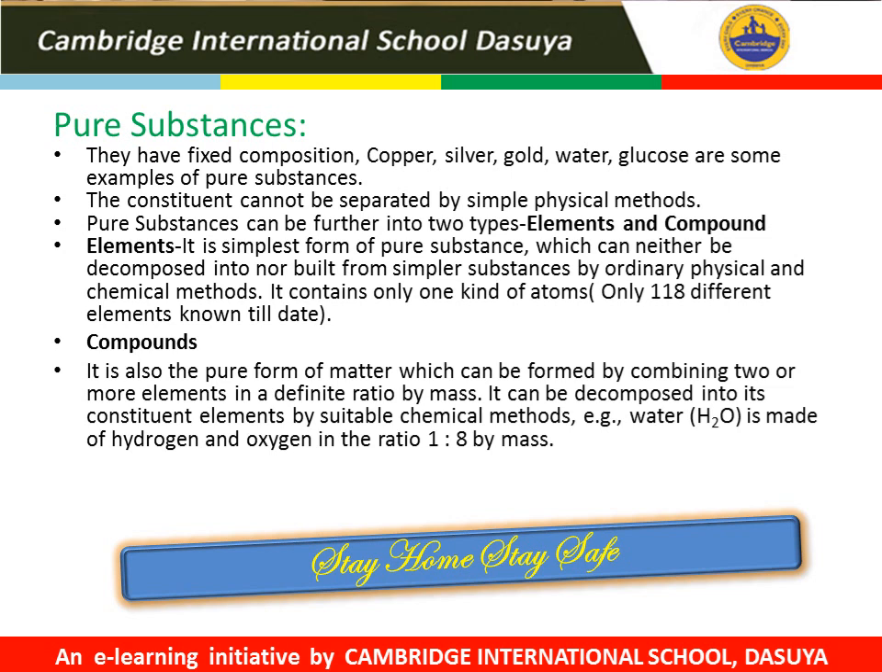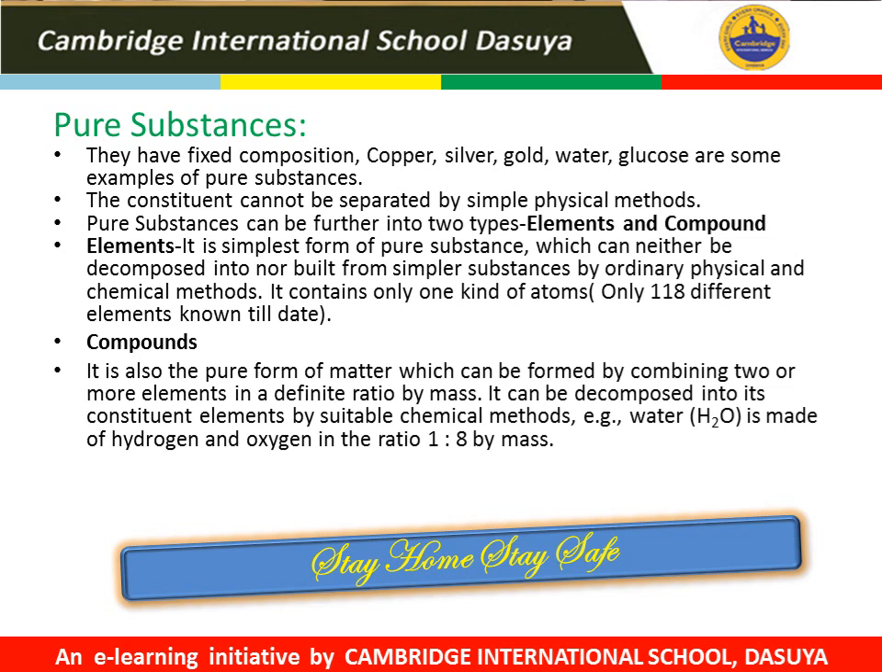The other form of classification is pure substances. Pure substances have a fixed composition. For example, copper, gold, water, and glucose are examples of pure substances. Pure substances cannot be separated by physical methods. The further subdivision of pure substances is elements and compounds.